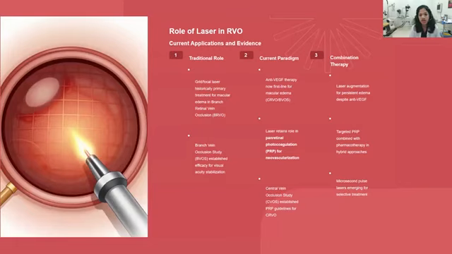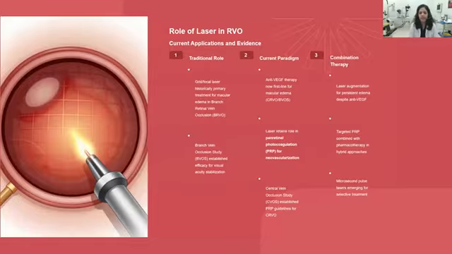Multiple studies such as BVOS and CVOS have established guidelines for PRP as well. The laser retains a role in pan-retinal photocoagulation for neovascularization. So PRP is standard for neovascularization, and for macular edema, the standard right now is anti-VEGF.